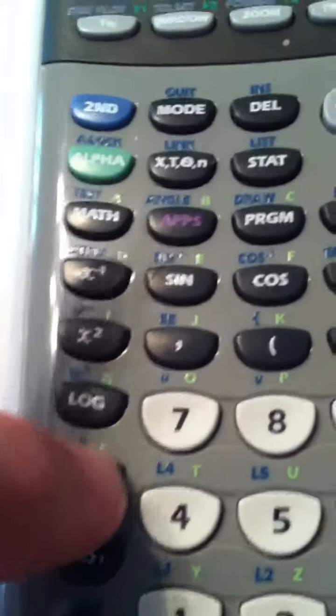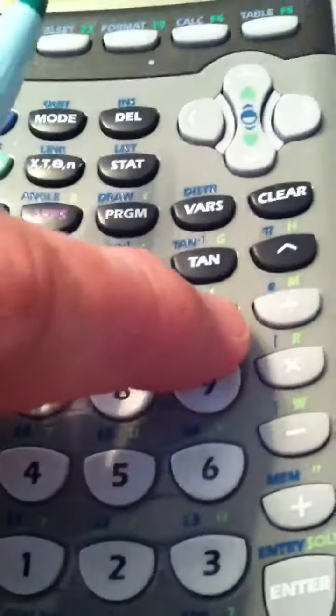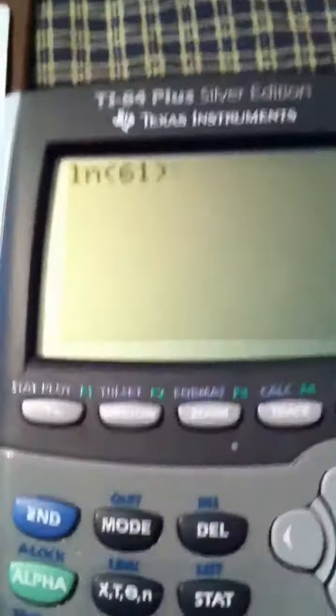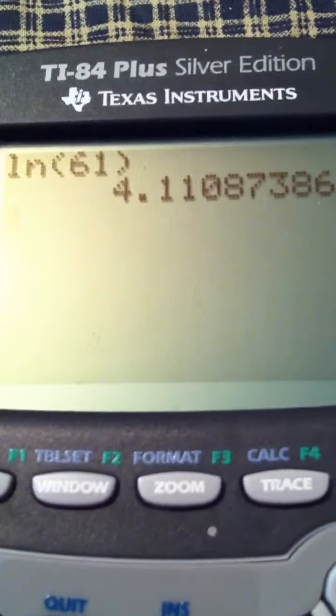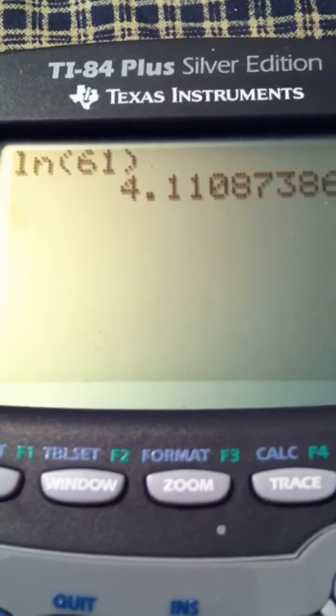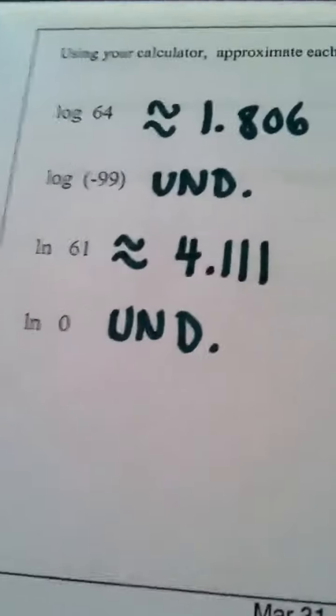All right? So let's clear out what we have. I push the natural log of 61 paren and hit enter, and my answer is approximately 4.11, and I'll make it a 1 because that 8 rounds up to 0. Okay?